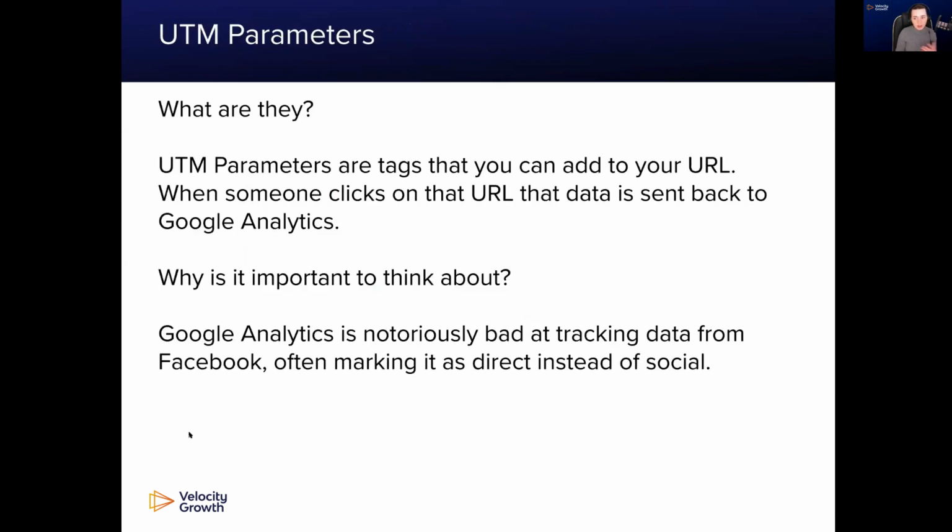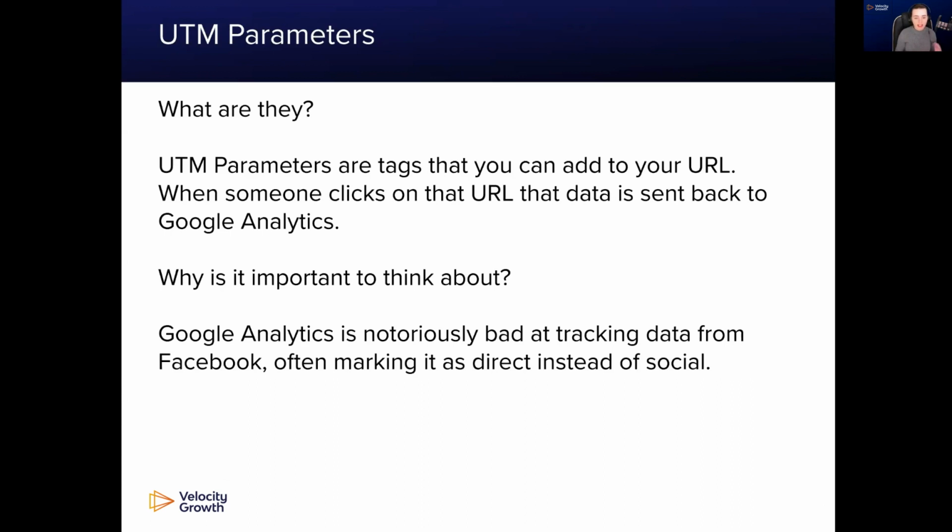You can also use UTM parameters, and UTM parameters are tags that you can add to your URL. So this is an extra layer of tracking if you want to add it in. Not a lot of people that I work with use them unless they are a bigger company or they're getting past that startup stage into the growth stage. But what they allow you to do is send more accurate data back to Google Analytics.